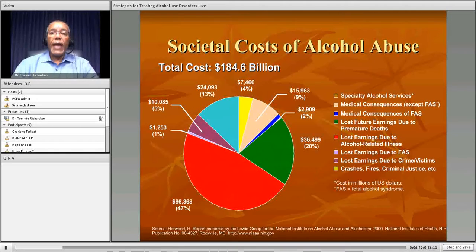If you look at the societal costs of alcohol abuse, the total cost is estimated at approximately $184.6 billion. And if you look at the costs that are most prevalent, it is the loss of earnings due to alcohol-related illnesses, and loss of future earnings due to premature deaths from alcohol. The rest of the budget is minuscule compared to those issues.